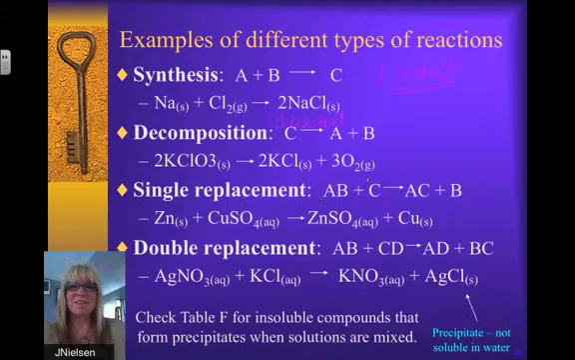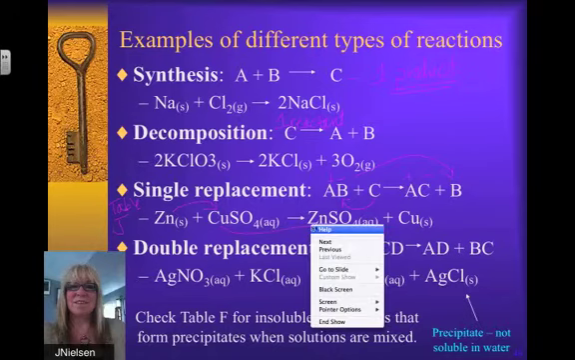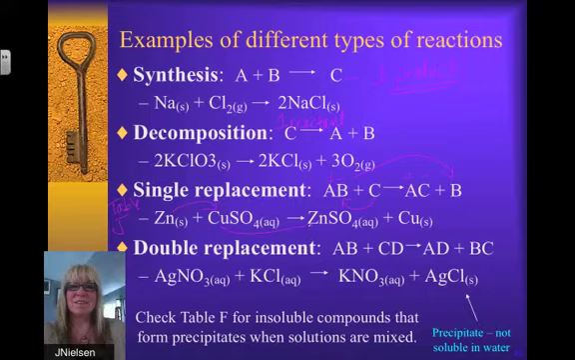Single replacement, remember, this is always plus minus, plus minus. So here you have C replacing B, and B gets kicked to the curb. We have to use table J for this because we need to make sure that the element that is pushing in is above the element that it's pushing out. Sorry. So if you look at table J, zinc is above copper, it can push it out.